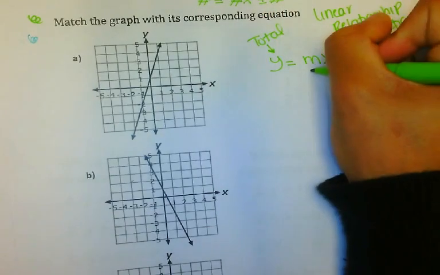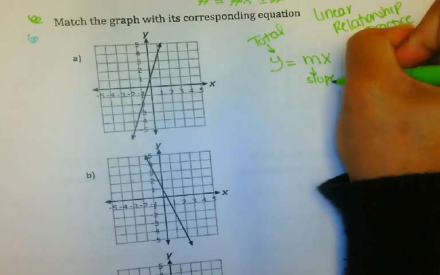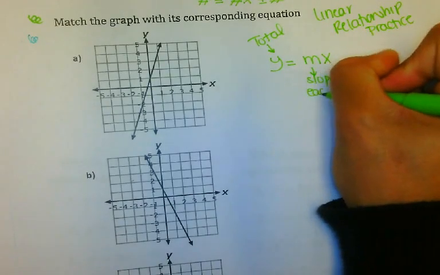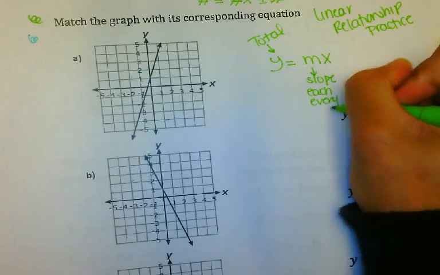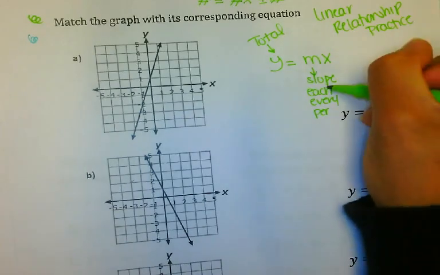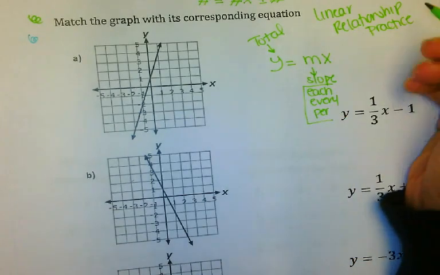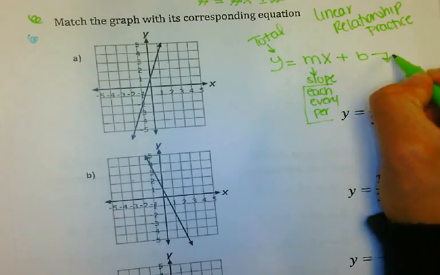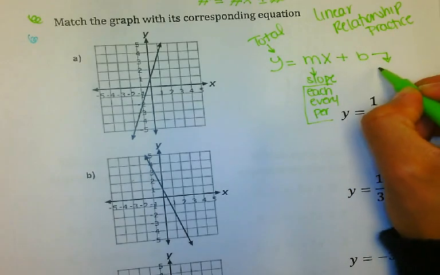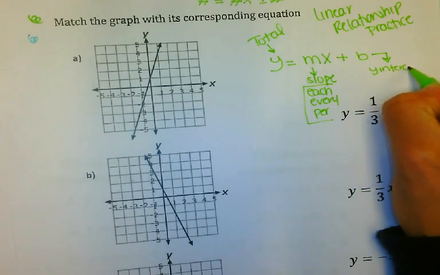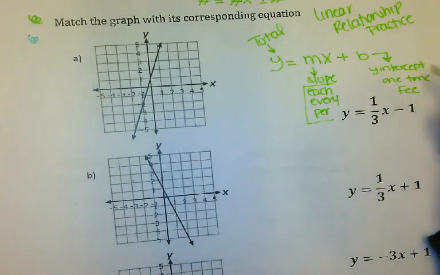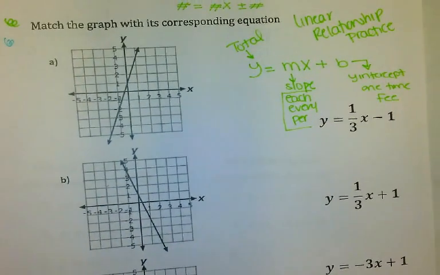We have our m, which is called slope. You're going to look a lot more into that next year, but that's your slope. That is your each, your every, your per, okay? Nothing new. We did that during equations. And then we're going to do plus your b. Now, this is what we're looking at today. Your b is what's called the y-intercept. Now, that's your one-time fee, okay? That's happening once. We talked about that and looked at that. Now it just has a name, okay?